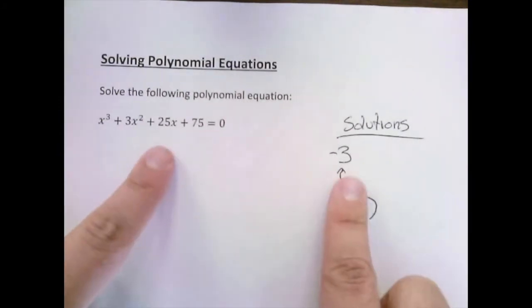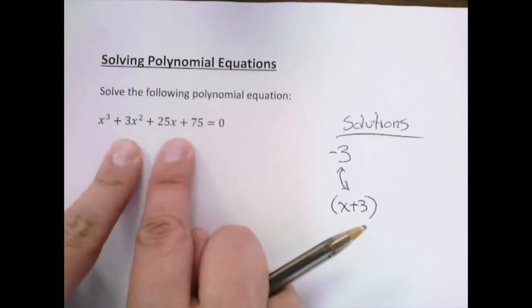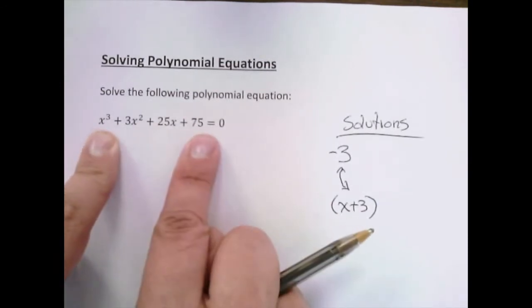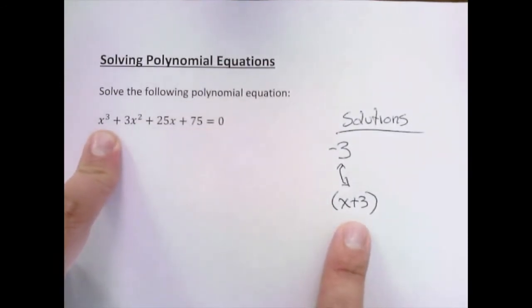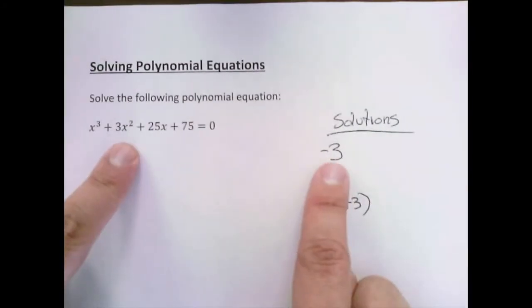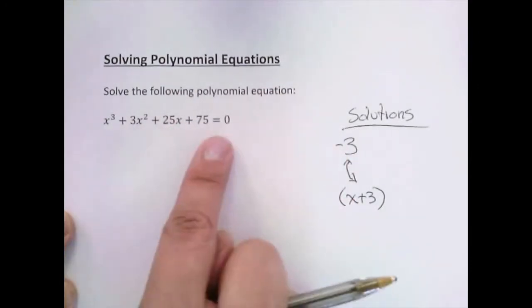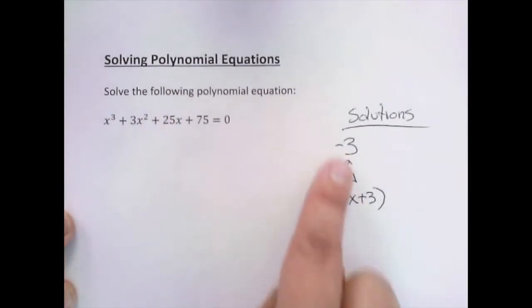If this is truly a factor of this polynomial, and I take my original polynomial and divide by x plus 3, then getting a remainder of 0 confirms that this is a solution, okay? If I don't get a remainder of 0, it is not a solution, but we already know it's supposed to be. So I'm going to take this original polynomial and divide here.